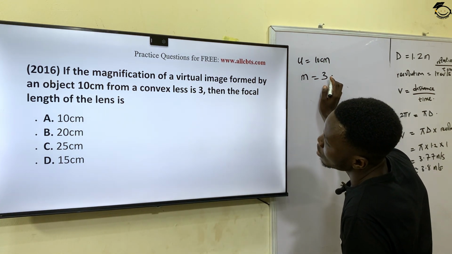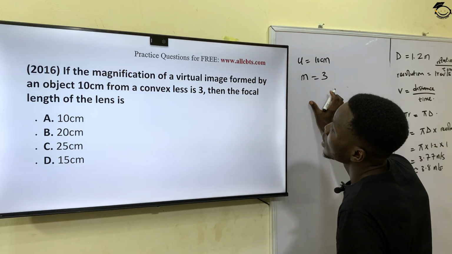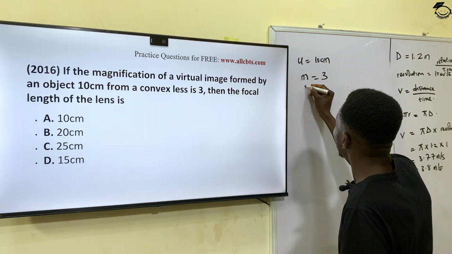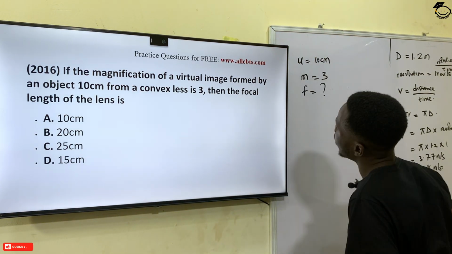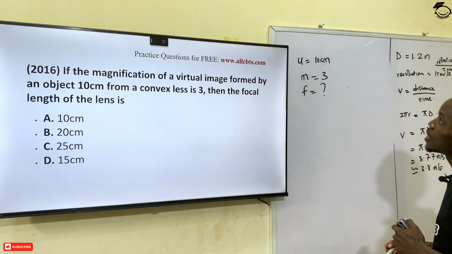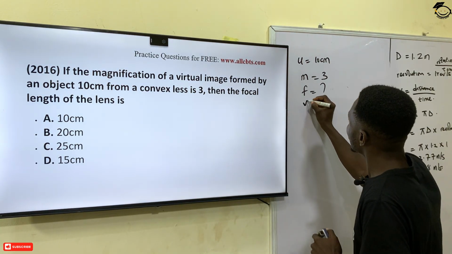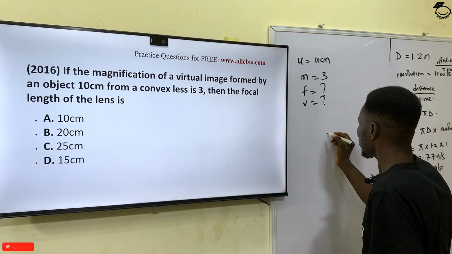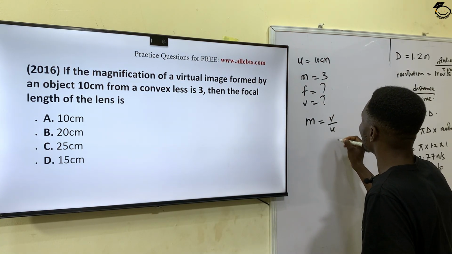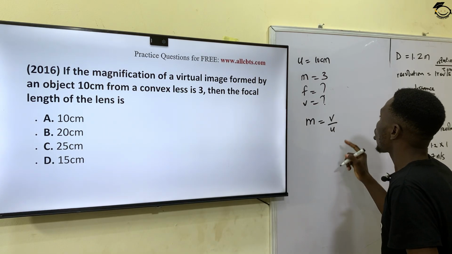Convex lens, magnification is 3. Then the focal length of the lens is dash. So the focal length is unknown. Now, for us to solve the question, we have to first of all find the image distance, which is V, which we do not also know. So we know that our magnification is equal to V over U, which is image distance over object distance.